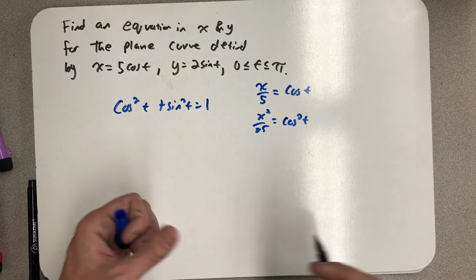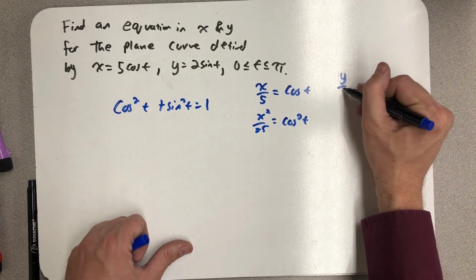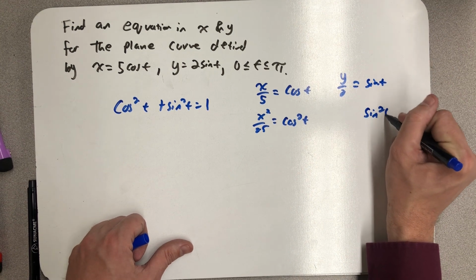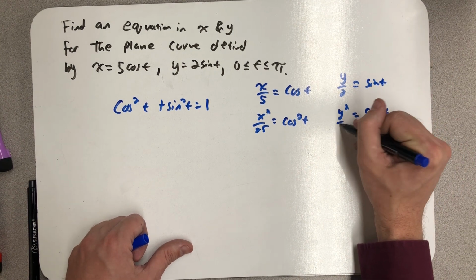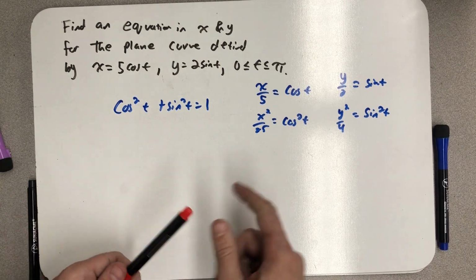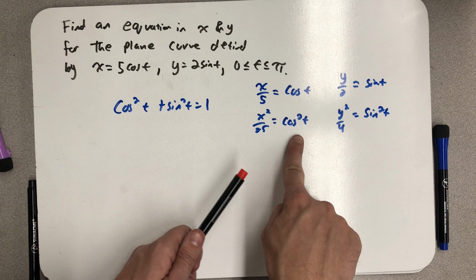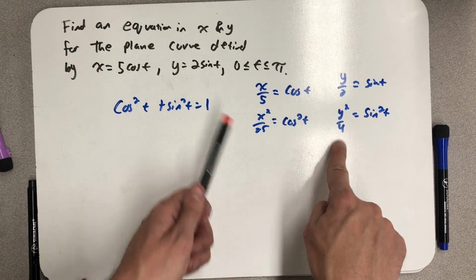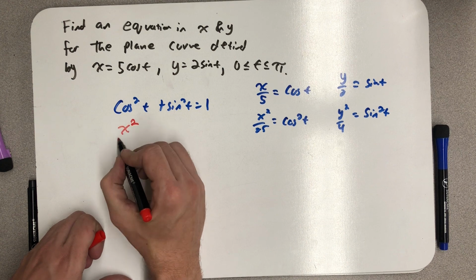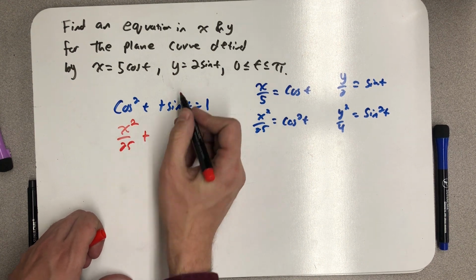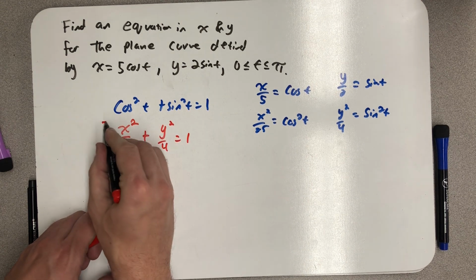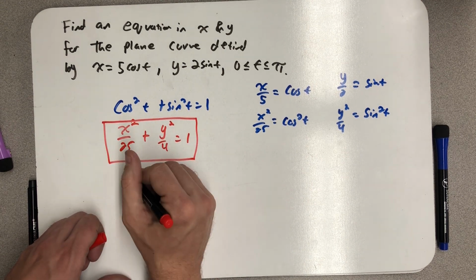I can do the same or similar thing with that equation. I get y over 2 is equal to sine t, and then sine squared t is equal to y squared over 4. Cosine squared plus sine squared is equal to 1. So if I do a substitution here, where I have cosine squared, that's x squared over 25. Where I have sine squared, that's y squared over 4. So x squared over 25 plus y squared over 4 is equal to 1. And this is the equation of an ellipse.